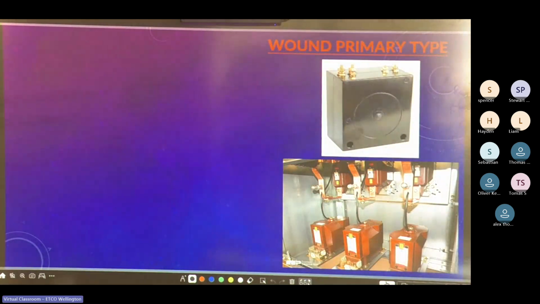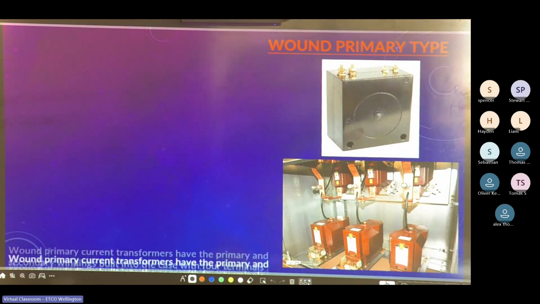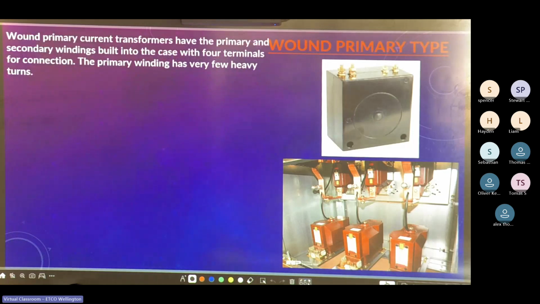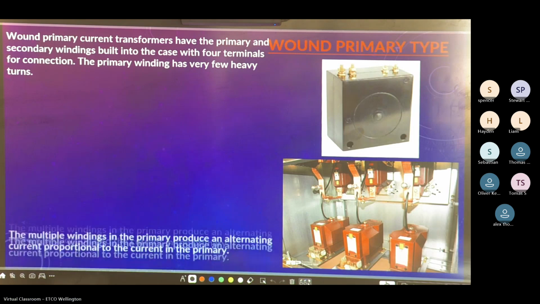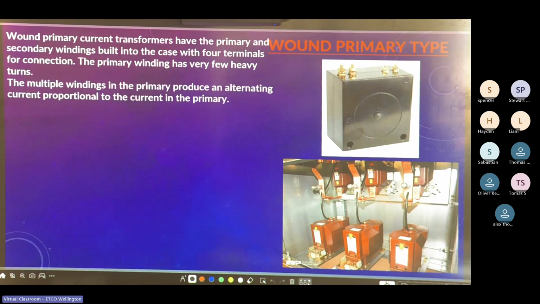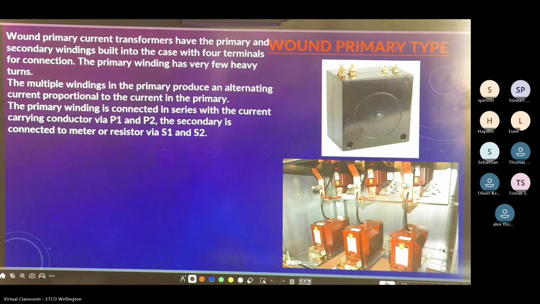Cool, wound primary type. There's a couple examples there on the right. The wound primary current transformers have the primary and secondary windings built into the case with 4 terminals for connection. The primary winding has very few heavy turns. The multiple windings in the primary produce an alternating current proportional to the current in the primary. Primary windings are connected in series with the current carrying conductor via P1 and P2. The secondary is connected to a meter or resistor via S1 and S2.